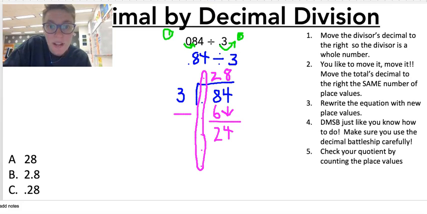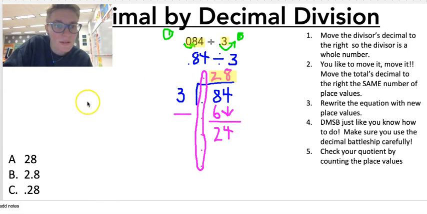Okay? Something cool we can also notice. I like to see it this way. This is a really efficient way you could do this. I like to notice that this answer has 3 numbers after the decimal. This has 1. So the difference between 3 and 1 is 2, which is why my quotient has to have 2. I can also check my work with multiplication to make sure I got it correct.